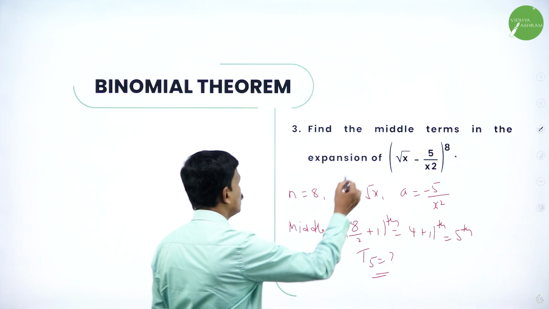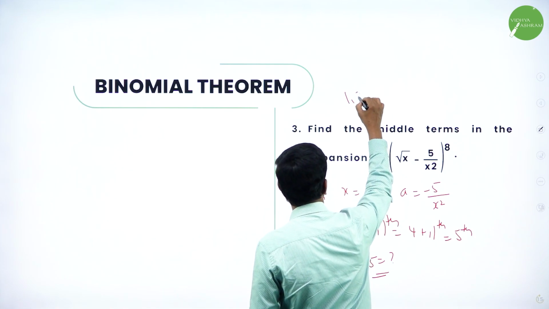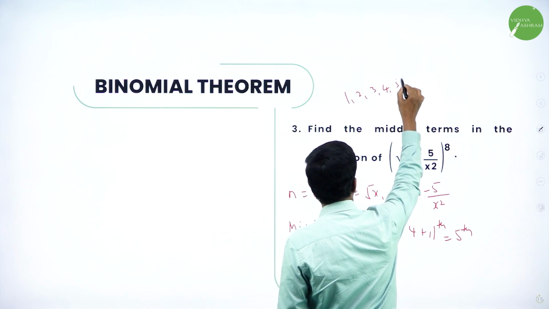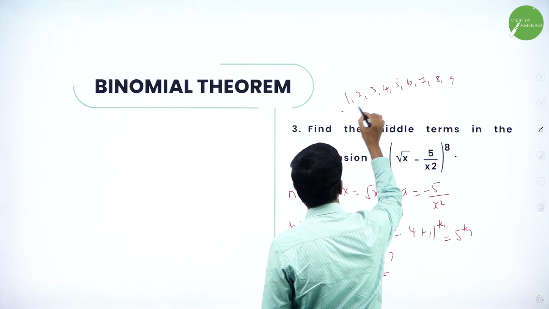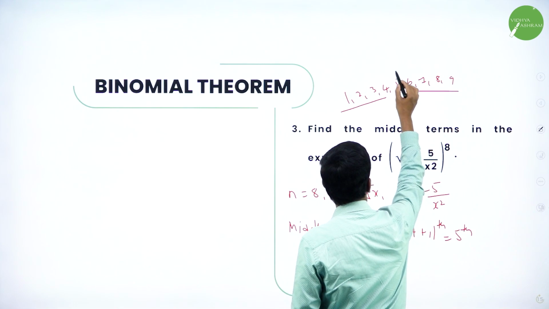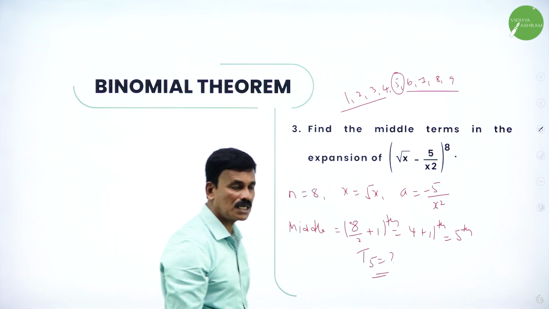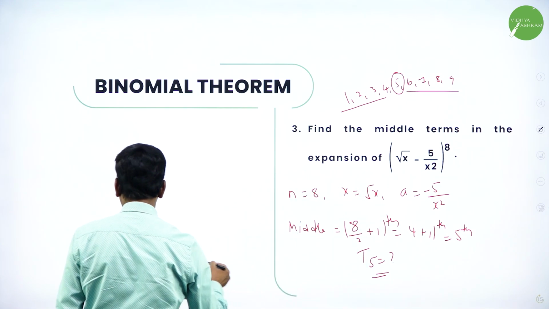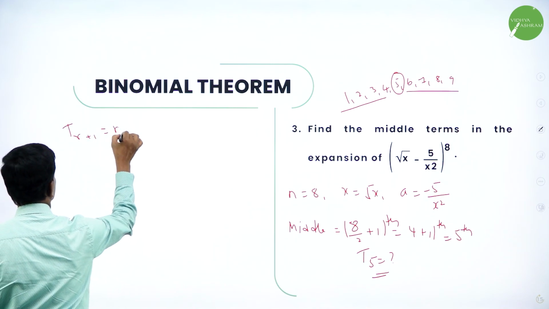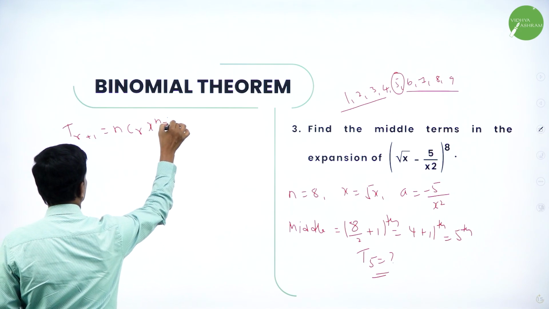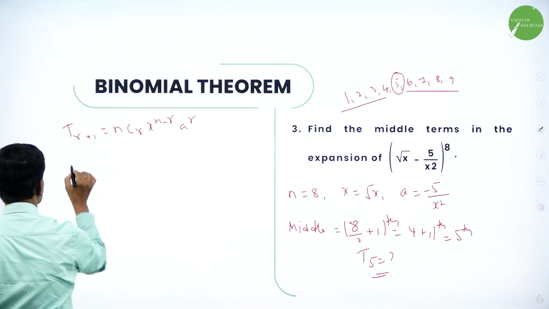If you want, you can verify: 8 plus 1 is 9 terms, means 1, 2, 3, 4, 5, 6, 7, 8, 9. Which is the middle term? 1, 2, 3, 4. The 5th term is the middle term. So just find out the middle term. That's all. So what is the general formula? T(r+1) is equal to nCr x to the power of n minus r a raised to r.